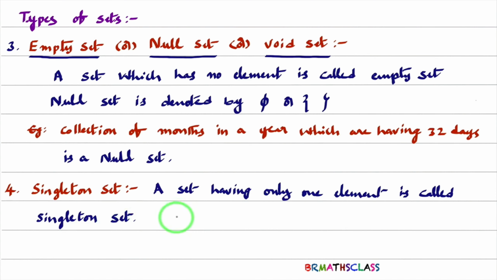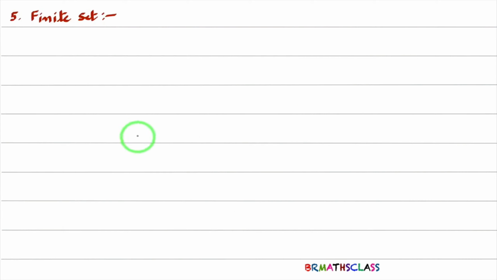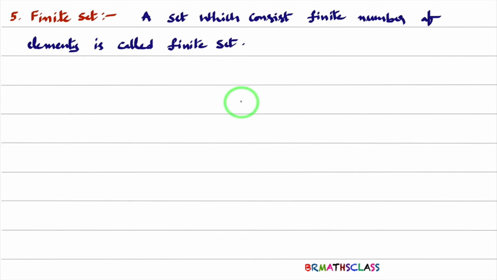A set which is having only one element is called singleton set. For example, you see this is the set having only one element. We say that this set is a singleton set because it is having only one element. Now fifth synopsis in this sets is finite set. What is finite set? A set which consists finite number of elements is called finite set.